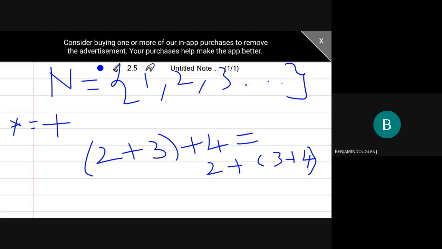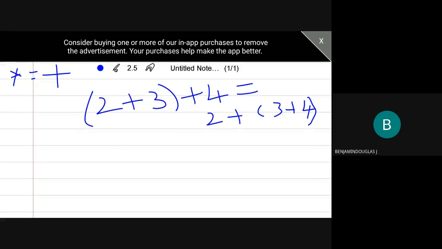First, my check is whether my operation is valid or not. This is nothing but my closure axiom. The next check is whether this structure is satisfied or not. This is nothing but my associative axiom. If you change the bracket, the resultant is the same or not. For this, we need three numbers. So now I am going to define the associative axiom.